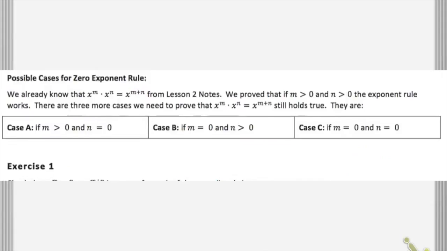So we're going to look at case A, where m is greater than 0 and n equals 0. And then case B, if m is equal to 0 and n is greater than 0. And then case C, if m equals 0 and n equals 0. So three different cases for that.